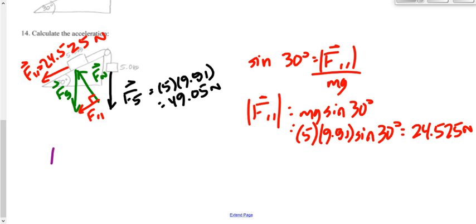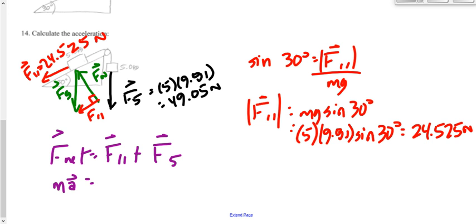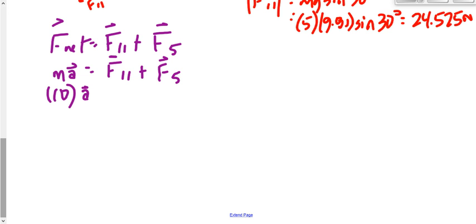Just about everybody recognized that the next step was to say F net is equal to the sum of the forces, F parallel plus F5, or whatever you call that force of gravity on that second object. And then m times a is equal to F parallel plus F5. M, of course, is 10 kilograms because the entire thing is being accelerated. But here's where the mistake was made. F parallel, we found, was 24.525, and F5 was 49.05.